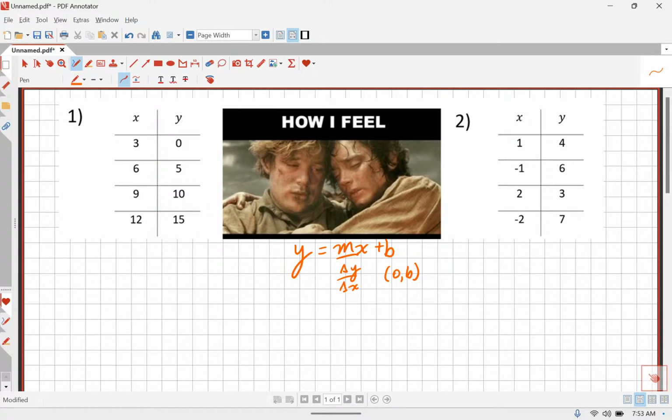Let's see here. Holland, do you remember how to check if these are linear? Talk to me.